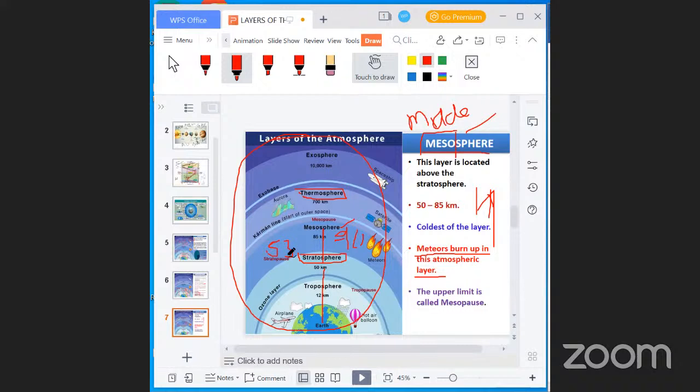So in the mesosphere, there are fewer air molecules to absorb incoming electromagnetic radiation from the sun. Right? So then next.